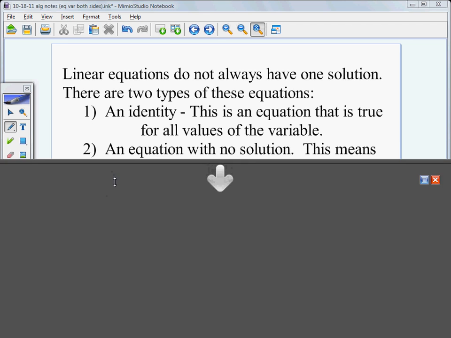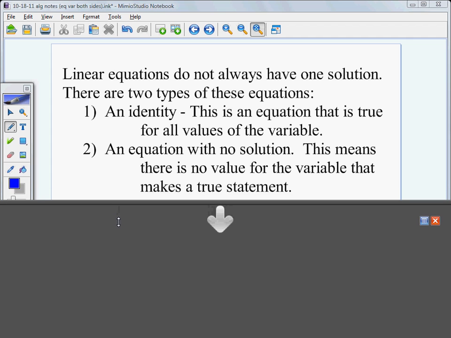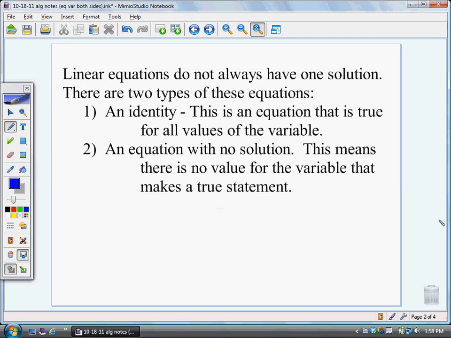And the second type is an equation that has no solution. An equation that has no solution, that just means there's no value for the variable that would make a true statement. So no matter what number you would put in for x, you could never get the two sides of the equation to be equal to each other.